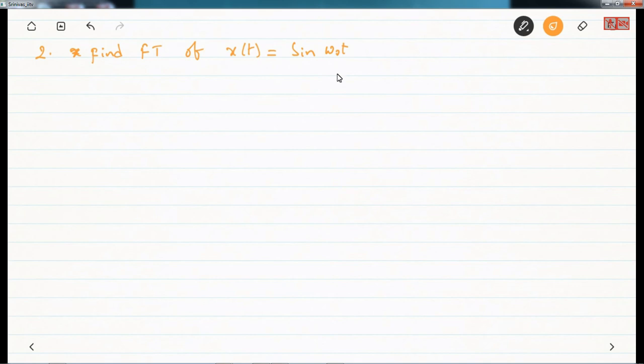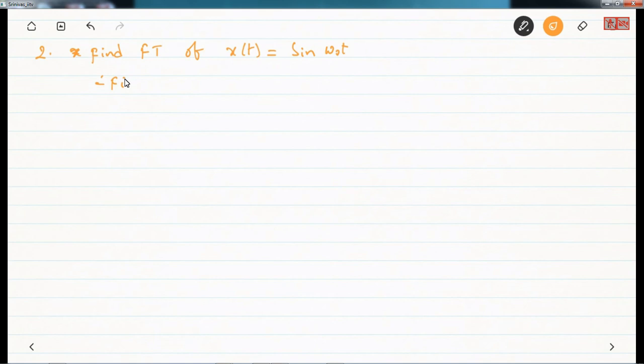So you should be able to first try this out. It won't take you more than 2-3 minutes. I'll go a bit slow here. So we have a periodic signal which is given by x(t) equal to sine omega naught t. We have to find the Fourier transform of this. So what is the procedure I discussed till now? First find the Fourier series coefficients of x(t).